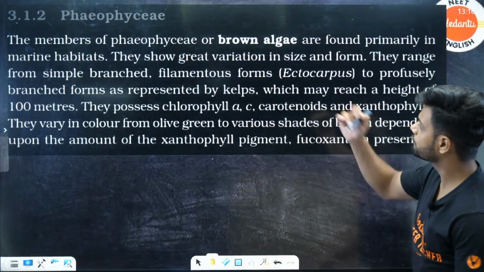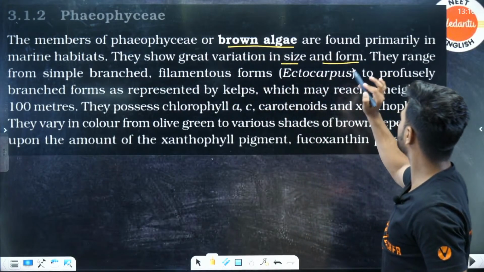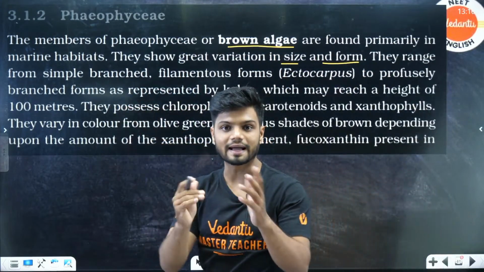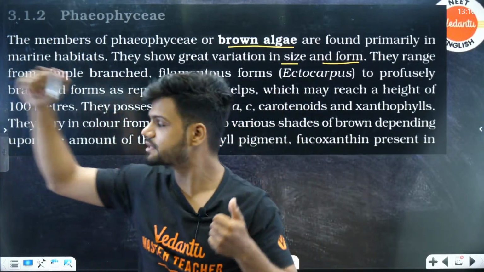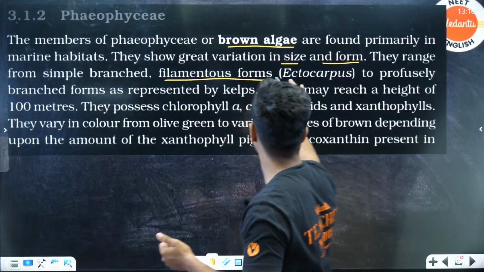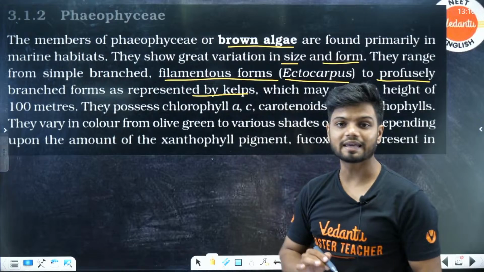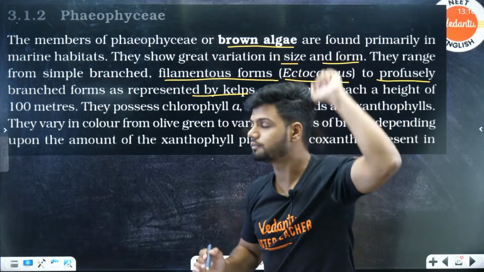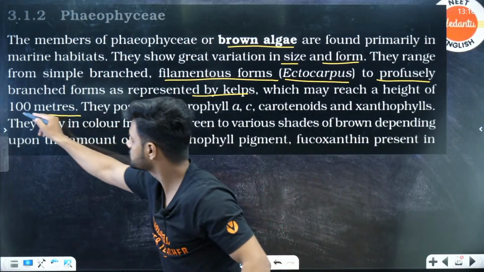Now in the case of Phaeophyceae, we learnt about what? It's called brown algae. It has various sizes and shapes, as I showed you in a diagram, remember? From branched filamentous Ectocarpus to giant kelps. It's written here: filamentous forms like Ectocarpus and profusely branched giant kelps which can go up to 100 meters tall.